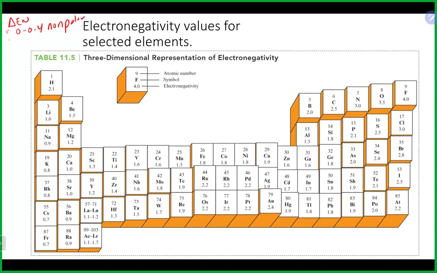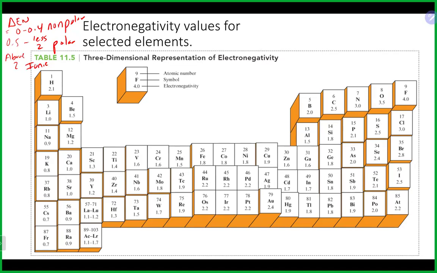If it's above 0.4, like 0.5 up to less than 2, that's going to create some unequal sharing of electrons. And once again, that's going to create a polar bond in this case. And typically, if you're over 2, that's going to create an ionic bond.